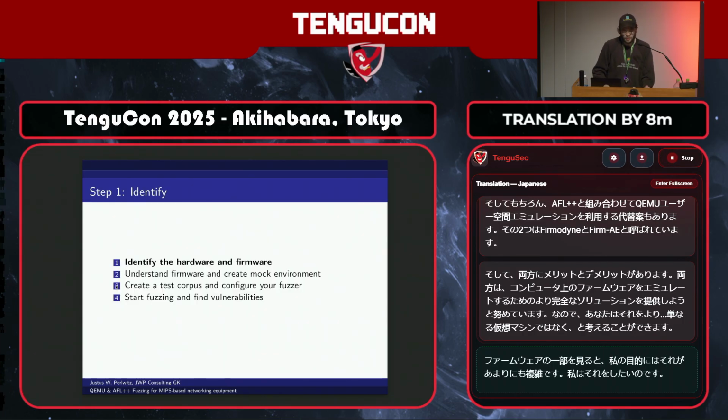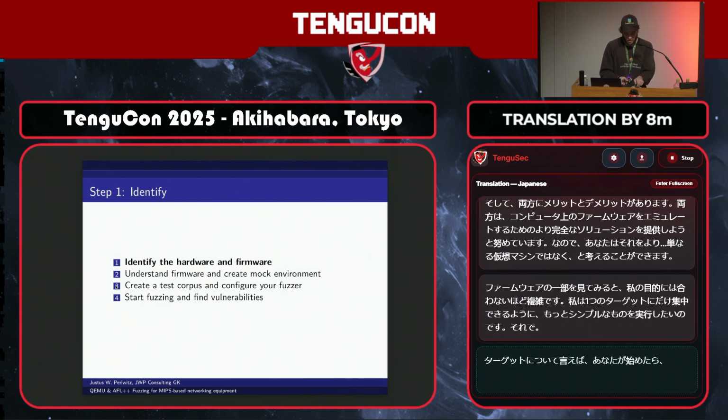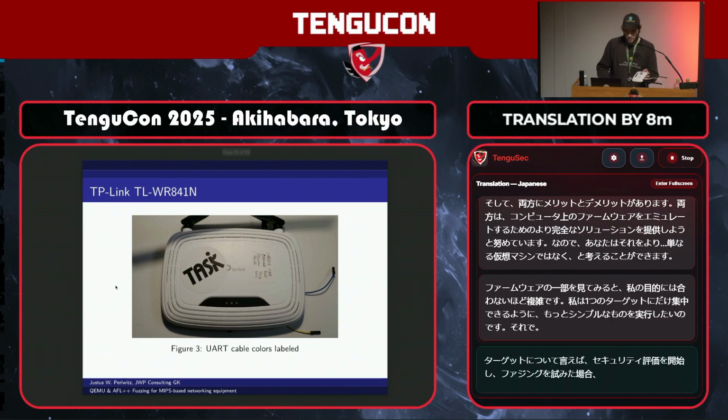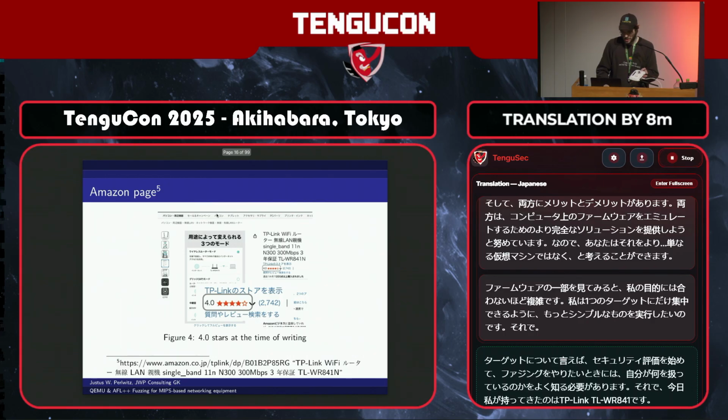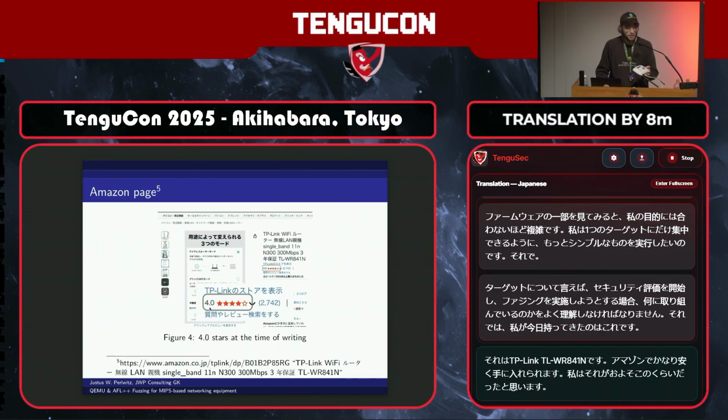So, speaking of the target, once you start your security assessment and would like to do some fuzzing, you have to know really well what you're working with. So what I brought today is the TP-Link TL-WR841N. It's pretty cheap. On Amazon, I think it was around 2,600 yen or so when I bought it. It has a 4-star rating, so it can't be that bad.